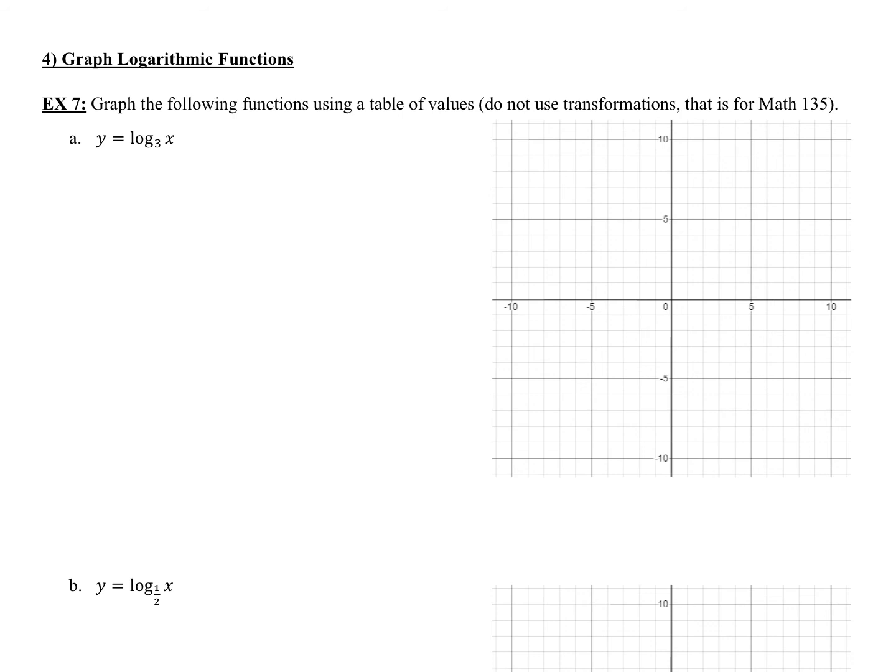And now we're going to go ahead and graph the following functions using a table of values. So once again, do not use transformations. We would use transformations in Math 135, which is not Math 103. So for a table of values, it's easier a lot of times to graph if you went ahead and you switched this to exponential functions. So that would be 3 to the y equals x. All right, so let's go ahead and pick some values. As usual, I like to use -2, -1, 0, 1, and 2. Those are just my go-to values.